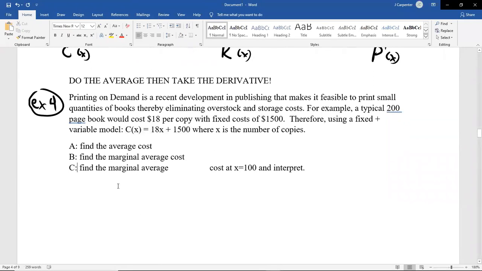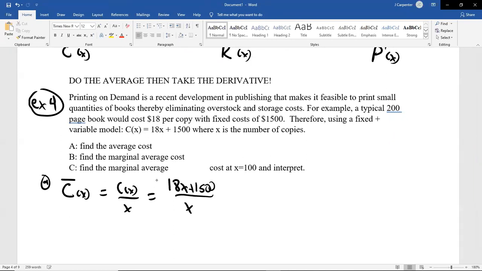So I didn't ask for just the marginal cost. The marginal cost would be 18, which says it always costs $18 to produce the next unit. That makes sense. It says right here it costs $18 to make each next unit. So for part A, we are finding the average cost, which is C bar. That means average, which is where we take the regular cost and divide it by x. The regular cost being 18x plus 1500.